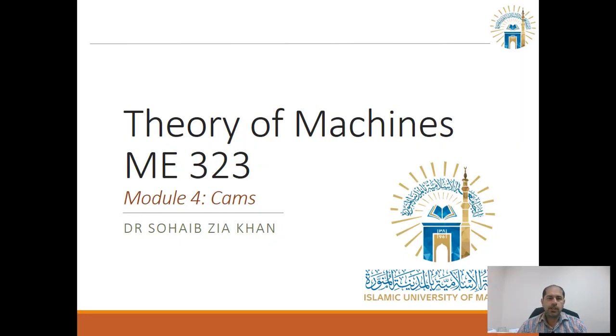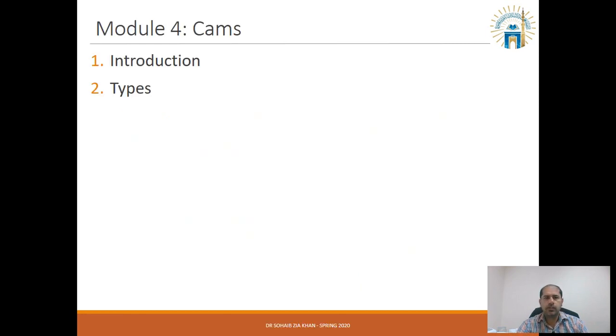Okay, today we are going to start another module, which is cams. So we are going to see how the cams will move and more information about the cams. In this module, we basically look into the introduction and types, and once we finish these two things, we'll try to solve some numericals, or basically we graphically try to draw the cam profile so that the follower will act or move accordingly.